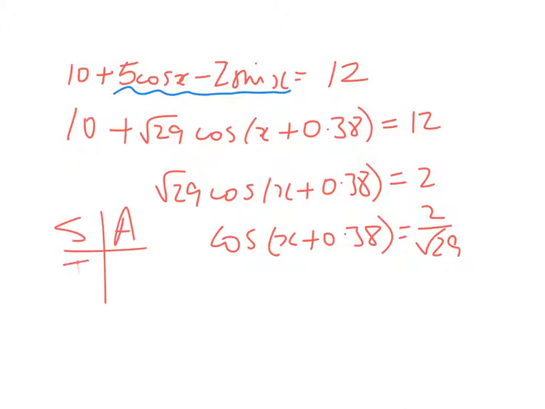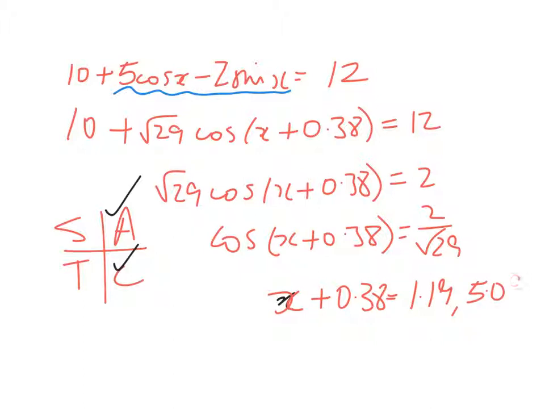From your all sin tan cos diagrams, we're looking where cos is equal to a positive number. So we're looking for here and here. From your calculator, that comes out to be the case at 1.19 and 5.09. Taking the 0.38 over gives us x as 0.81 and 4.71. Just need the x coordinates, so we can stop there. Question 9.